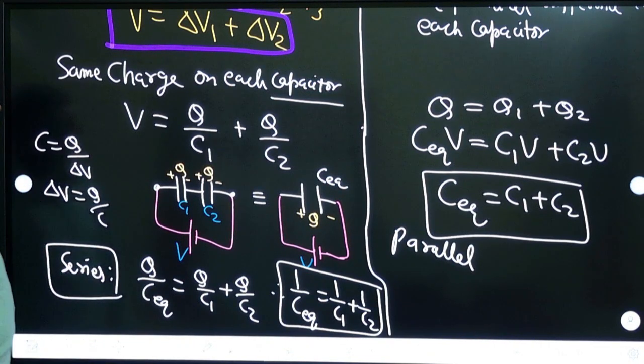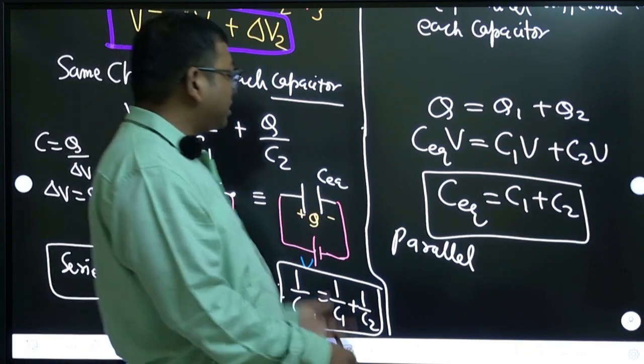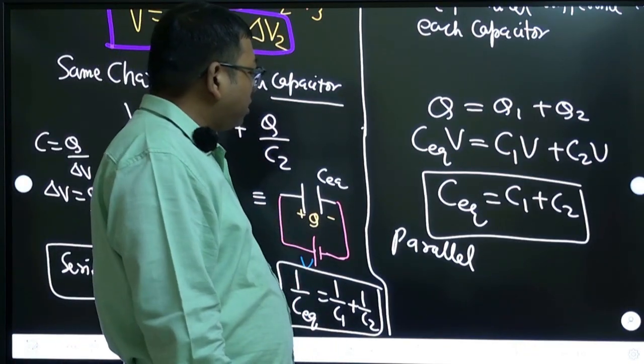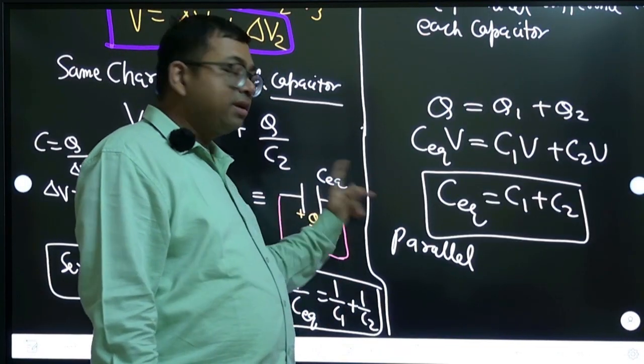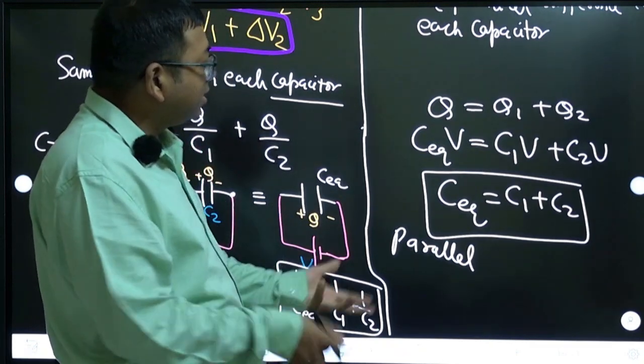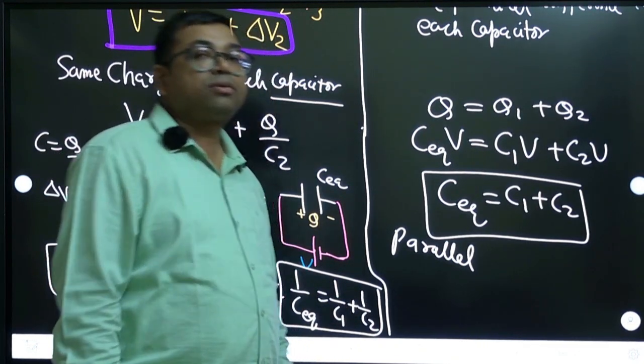So I think these results are important, and now you can remember them. Next class we will see further derivations, and then we will come back to the spherical capacitor, and the cylindrical capacitor also we will derive further.